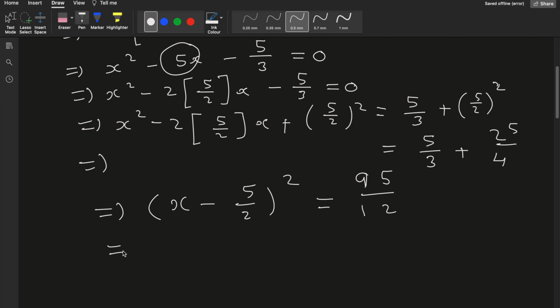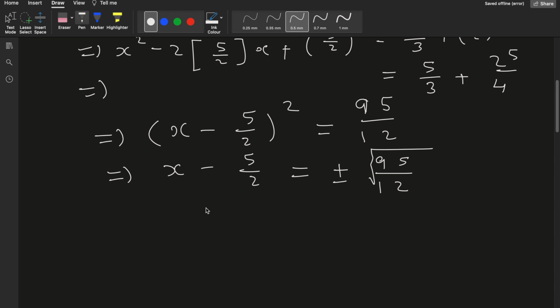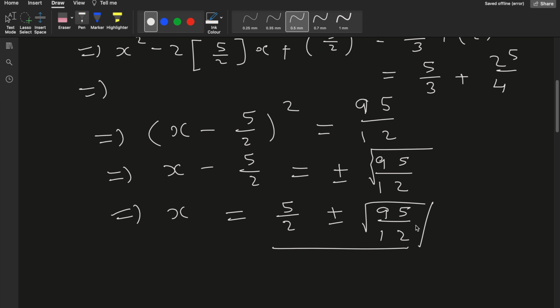And now we'll do the square root of both sides. This implies x minus 5 divided by 2 equals plus or minus square root of 95 divided by 12. And now we'll add 5 by 2 to both sides. So x equals 5 divided by 2 plus or minus square root of 95 by 12. So this is our answer for this equation.